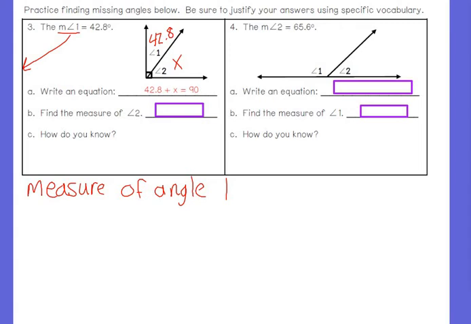Well, back when we solved equations, like last unit and the unit before, how would I go about solving this? You would subtract 42.8 from both sides. I could sit here and write minus 42.8, but I can't write that small on the board. I could subtract and find what my x is. You could do it on your calculator. What's 90 minus 42.8? 47.2 degrees.